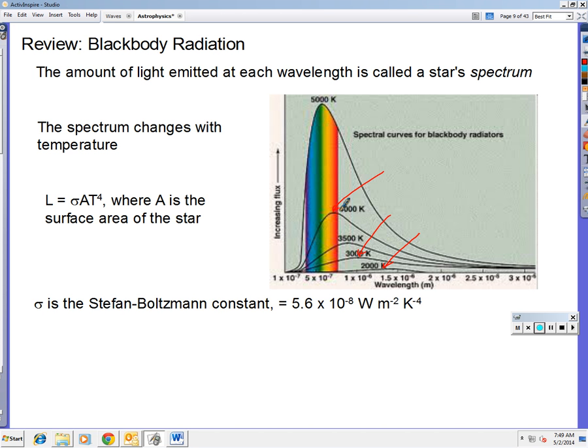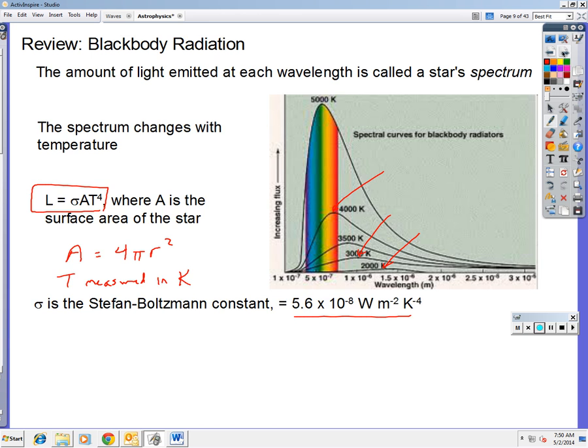Also, since stars are nearly perfect blackbodies, we can use this equation for their luminosity. L is equal to sigma, which is the Stefan-Boltzmann constant and has this value, times A, the surface area, times T to the fourth. Since stars are normally spherical, A equals 4 pi r squared, the surface area of a sphere, and T is the temperature in kelvins. That's important. It needs to be the absolute temperature, so we have to measure it in kelvins.